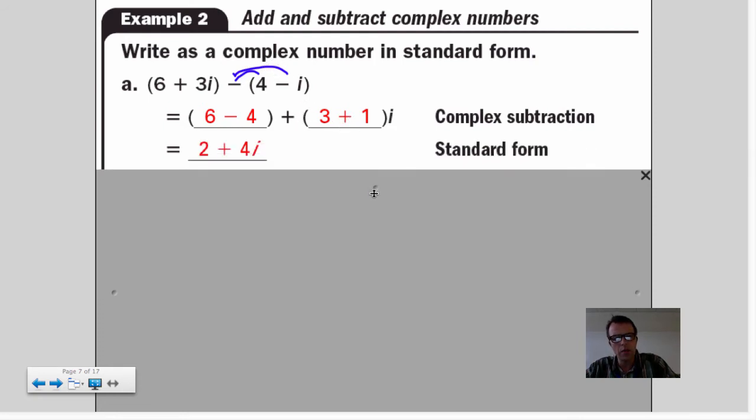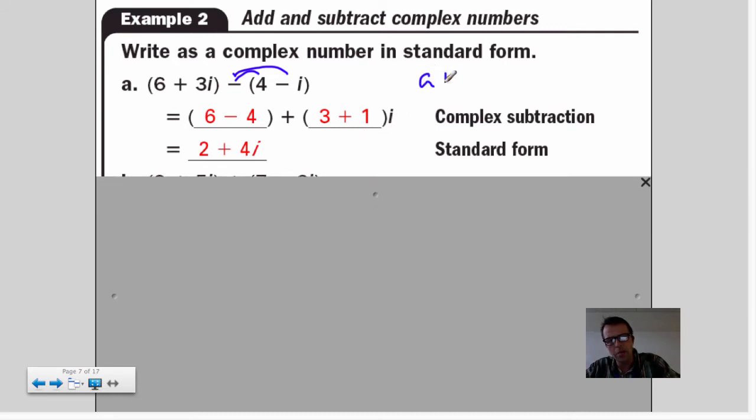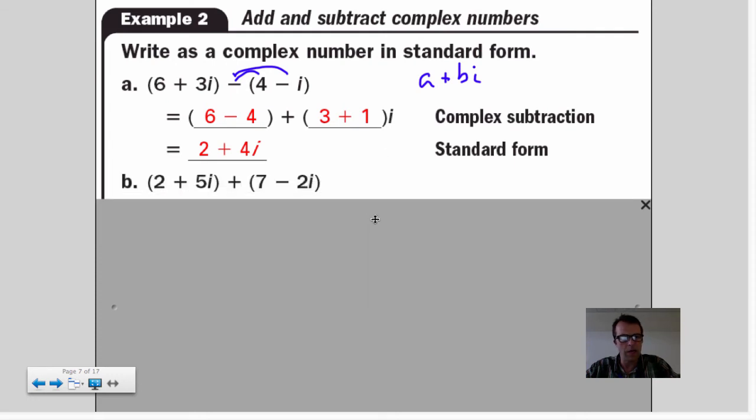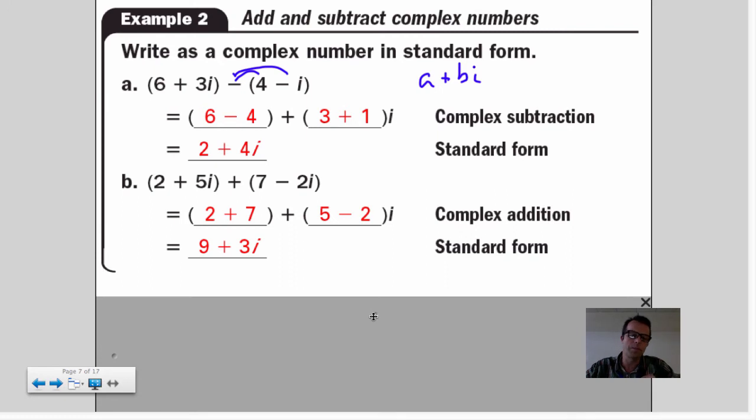And your final answer should be back in standard form. Right? Standard form, just so you're aware, is always a plus bi. Two parts, a real part and an imaginary part. Adding complex numbers is nothing quite as nice, right? It's just 2 plus 7 and 5 minus 2, and you've got your complex number, again, in standard form. Nice job.